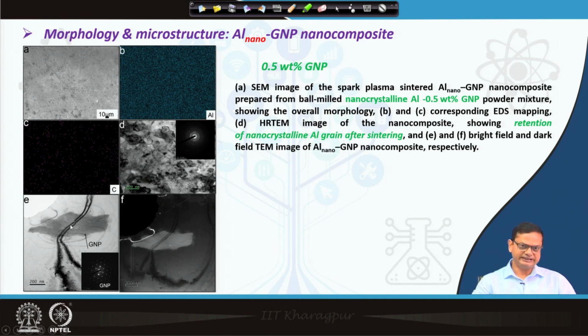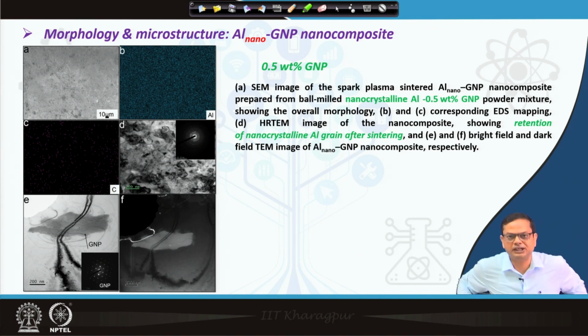Okay. And a certain phenomenon you can see here, that around GNP, because of the nanoparticles, they interact with dislocations. So, you can see there is a pile of these dislocations around the graphene nanoplatelets. You can see here a nice dark field image, which shows a graphene nanoplatelet, and around that you can see these dislocations, how they are actually getting piled up. So, GNP is extremely efficient in interacting with dislocations and improving the strength in that way by the virtue of giving dispersion strengthening. All right.